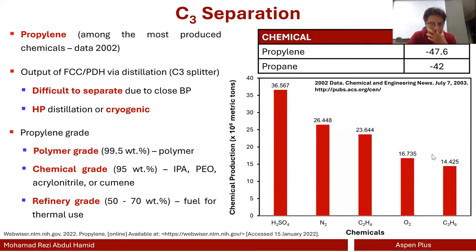metric tons per year. I know this data was published back in 2002, and right now we are in the year 2022, so this data is exactly 20 years old. The reason I decided not to look for more updated information is simply because I'm too lazy to find one. But if you manage to find more updated information, I am not surprised that the rank would be more or less similar. Perhaps in the more updated information, propylene would be the top four most produced chemical in the world, maybe.